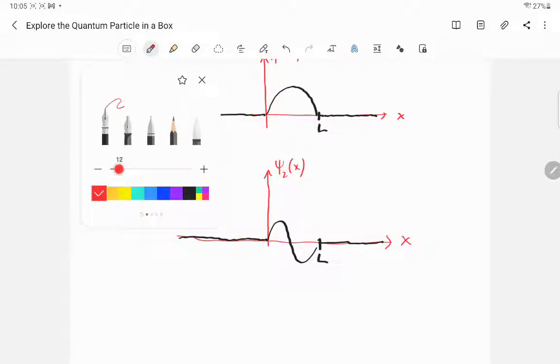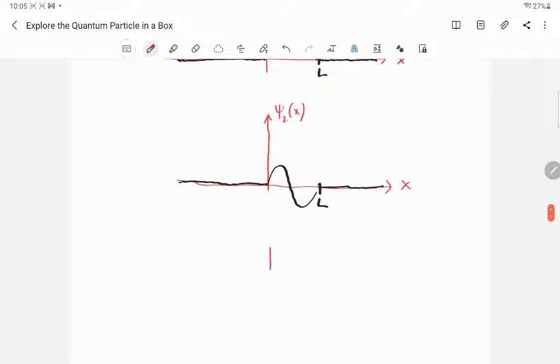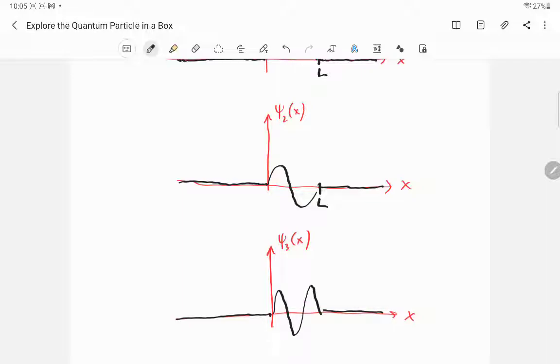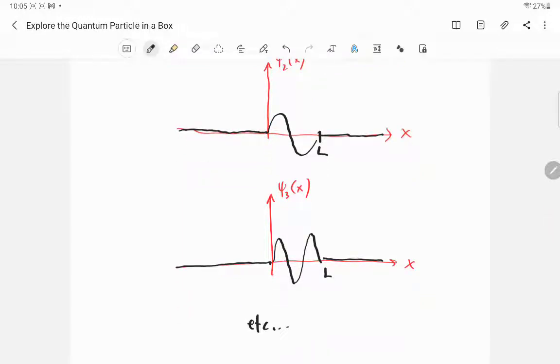Let's continue. Let's do psi sub 3. So psi sub 3 is 0 up to the end, 0 after the other end, and in between looks like this, right? So what you're seeing is lambda 3 is smaller than lambda 2. Right? Isn't that what that looks like? The wavelength looks a little smaller as the index n gets bigger and bigger.